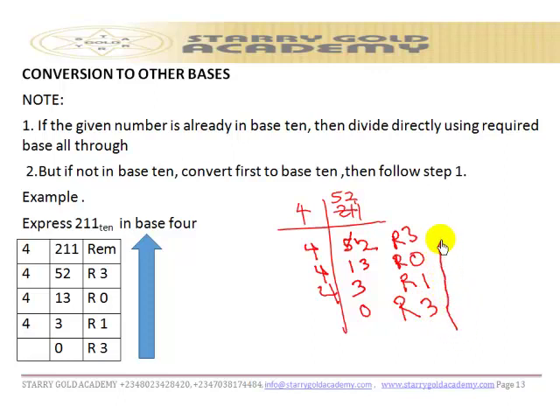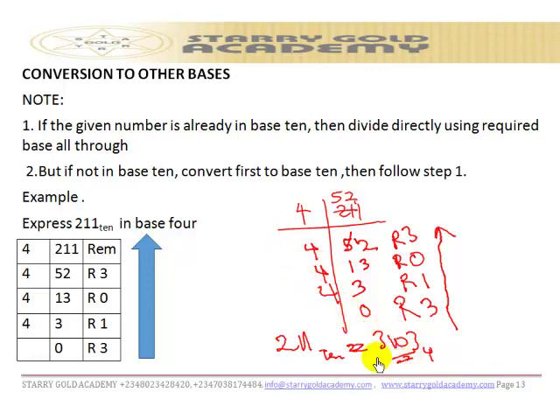The answers are picked from the base upward. So you have 211 in base 10 is 3103 in base 4. So this settles it: divide through by 4.